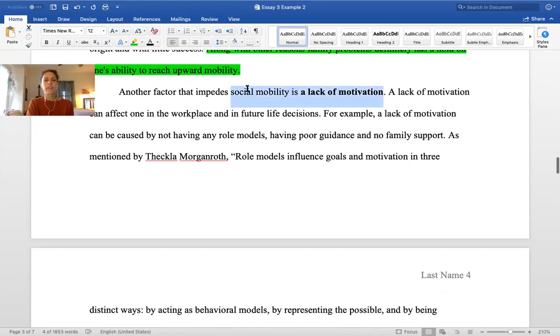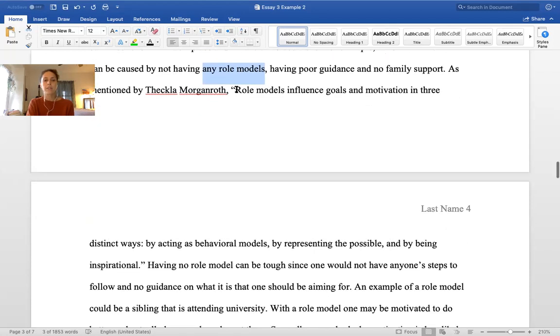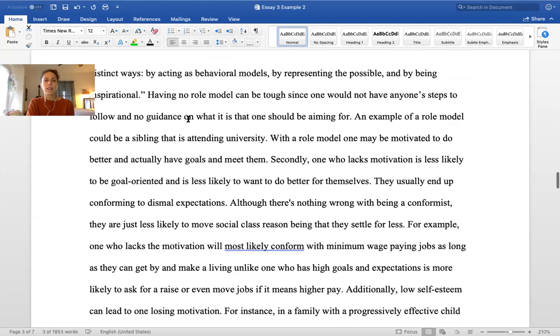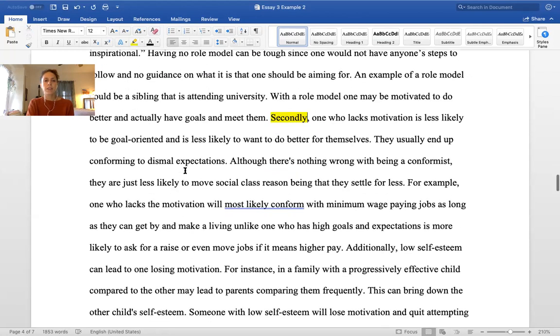So this is our topic sentence. Lack of motivation can affect one in the workplace and future life decisions. For example, lack of motivation can be caused by not having any more role models. So this is our first example. As mentioned, perfect. So we have that quote. Good. Secondly, our second example here is less likely to be goal-oriented and is less likely to want to do better for themselves. So they usually end up conforming to dismal expectation.